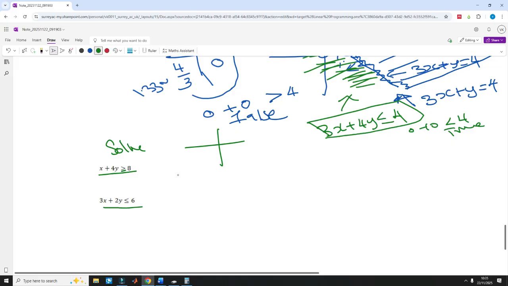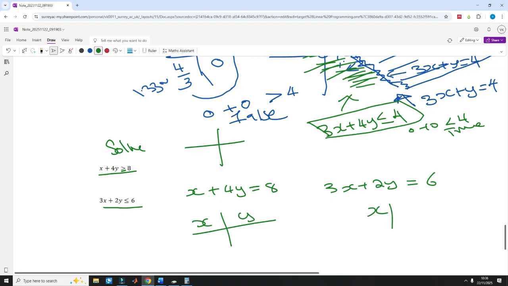So how do you do that? Take this linear inequality and convert it into a linear equation: x plus 4y equal to 8. And take this other inequality and convert it too. For convenience, I'm going to call this a linear inequation. So 3x plus 2y equal to 6.